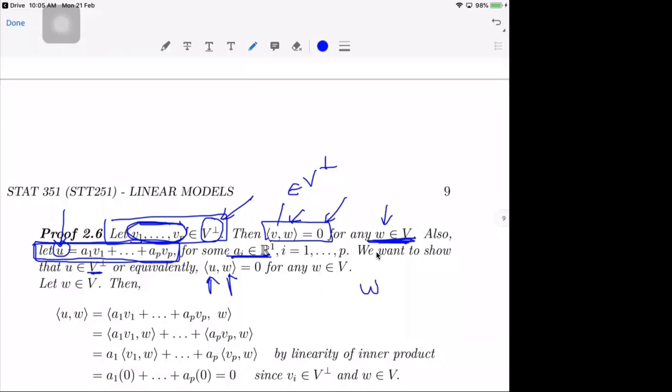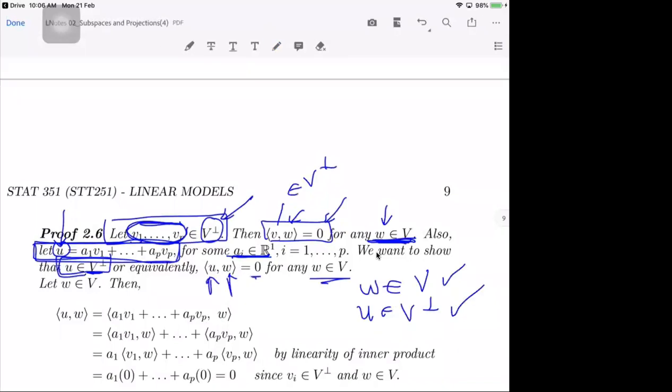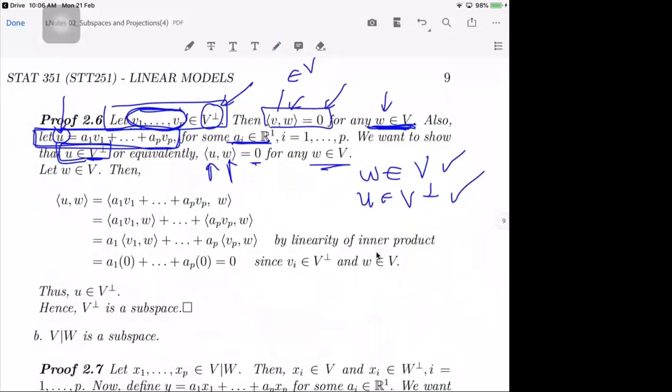Where is W? In V. Where is U? You want to show that U is in B perp. So if W is in V, then equivalently, to show that U is in B perp, the inner product of U and W should be 0 for any W in V. Okay? So let us look at the inner product of U and W.